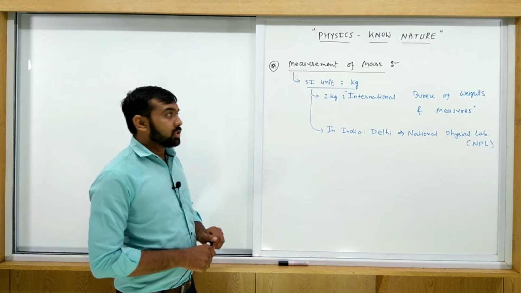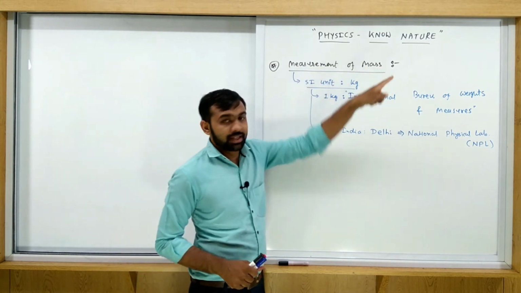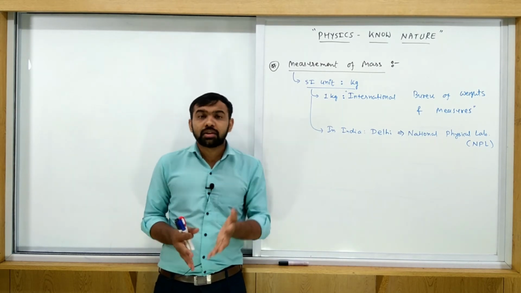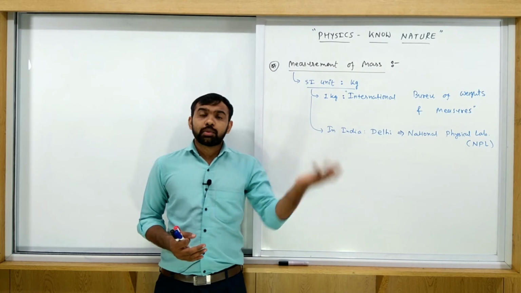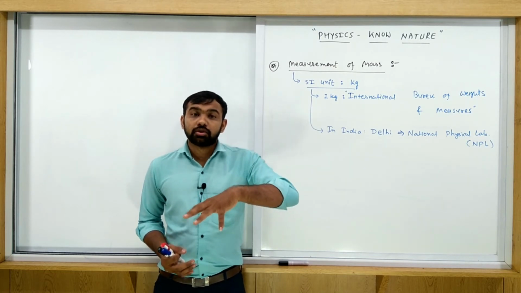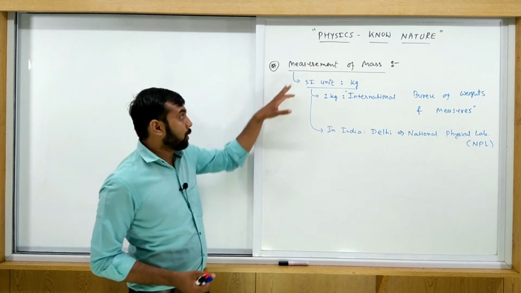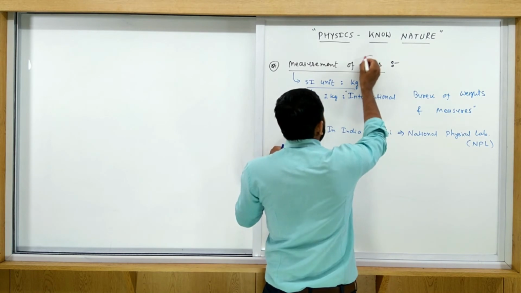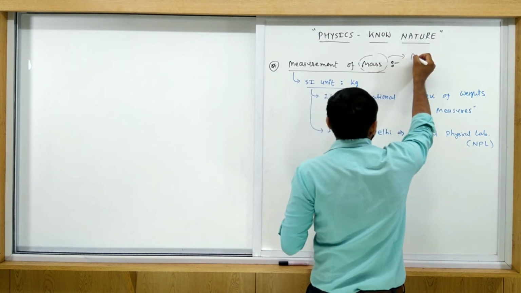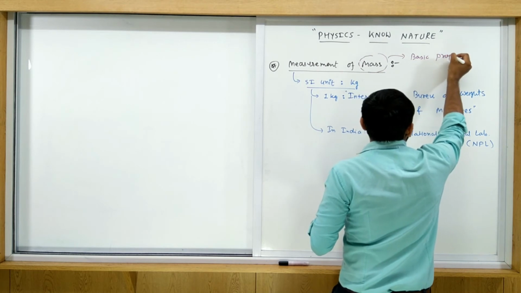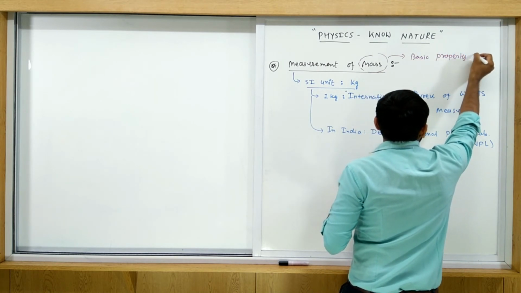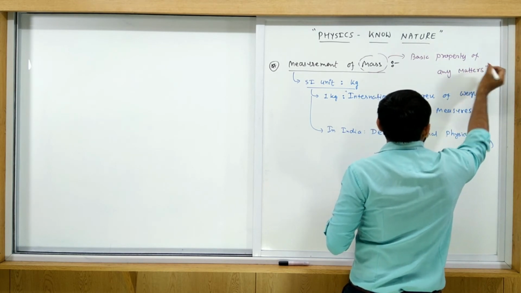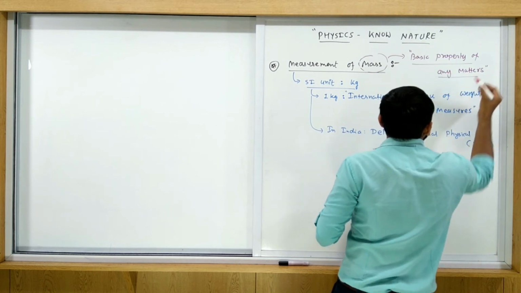Okay guys, let us discuss the measurement of mass. In the previous session we discussed the measurement of length and the different methods of measuring length, as well as the range of length. Now the second property: measurement of mass. Mass is a basic property of any matter. If you consider any matter, then mass is a basic property.